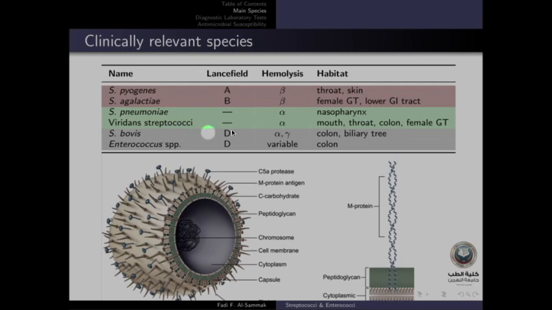And these are present in the colon, both of them, and bovis could also be present in the biliary tree. And Streptococcus bovis is associated with gastrointestinal malignancy. And Enterococcus species can be involved in abscess infections, and they are also responsible for nosocomial infections, posing a threat and a health problem because of their growing resistance to antimicrobials.